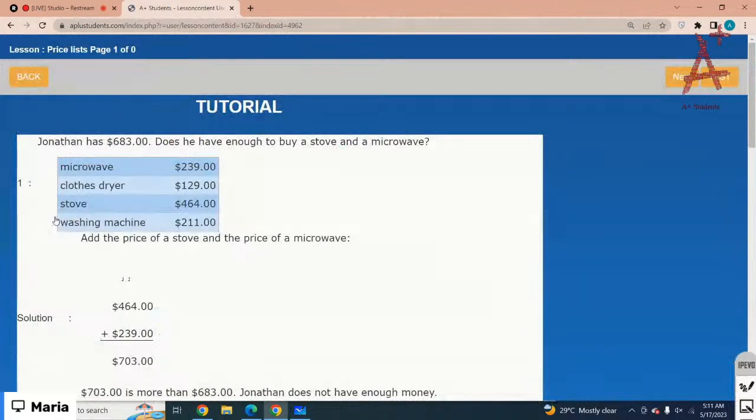Okay, Jonathan has $683. Does he have enough to buy a stove and microwave? He needs to buy a stove and microwave. So you can see the list. Stove is $464 and microwave is $239. Just add both the amounts. So 464 and 239 makes 703. That means the amount Jonathan has is 683. This is not enough to buy these two items. He has 683 and both the items cost $703. Got it?